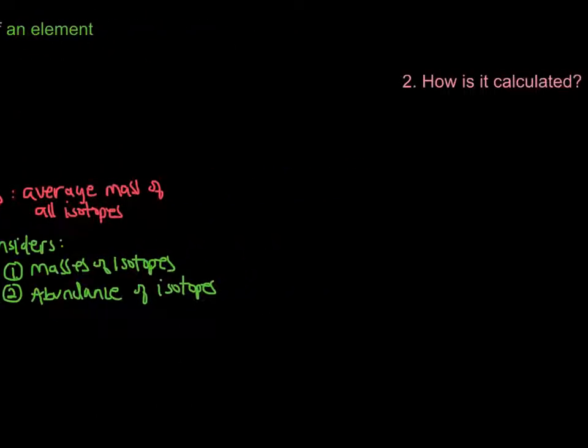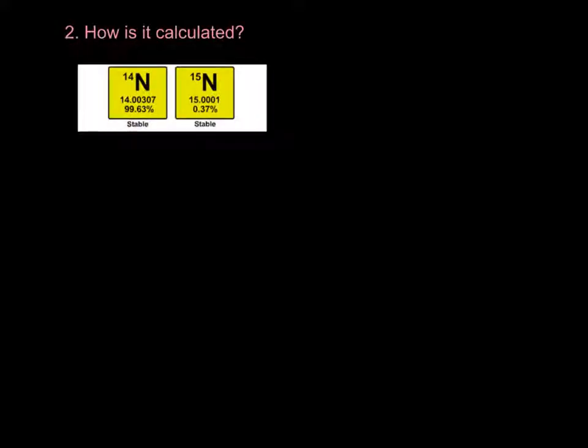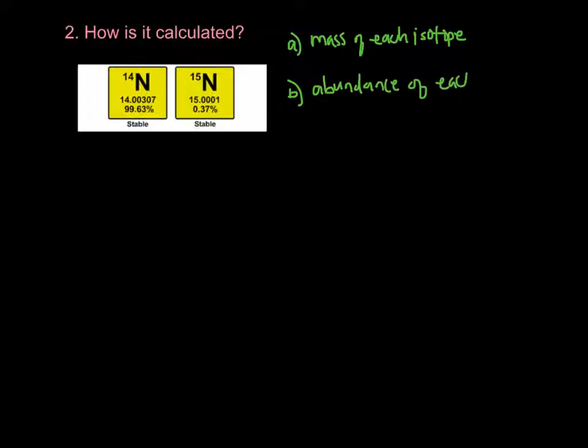All right, so let's talk about how to make this calculation. So how did they get that 12.011 for carbon, and how did they get the other atomic masses for all the other elements? In order to do this, we're going to use a different element, and we'll use the isotopes of nitrogen. So to make the calculation, you're going to need 2 pieces of information. The first is the masses of each isotope, and then you're going to want the abundance of each isotope.